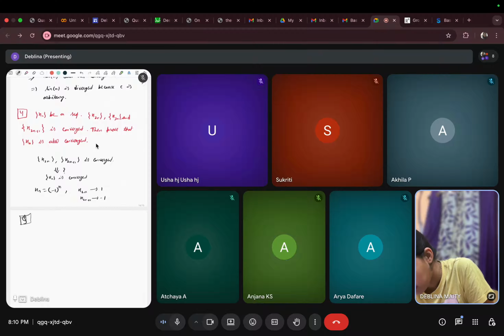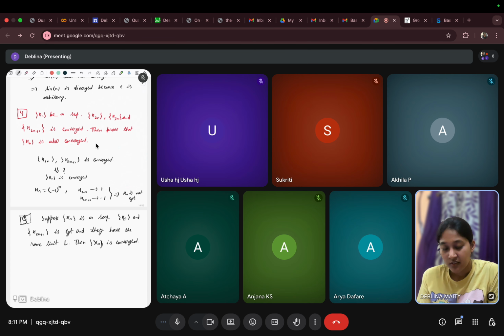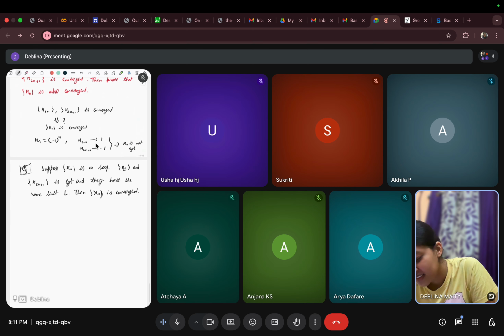Suppose xn is a sequence, x2n and x2n plus 1 are convergent and they have the same limit, which is L. Then xn is convergent. Okay, we can prove that, this is easy.